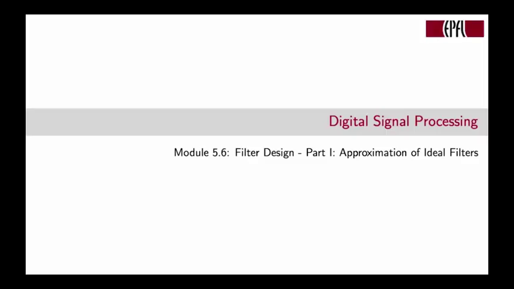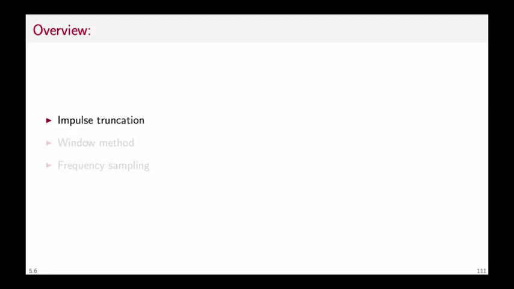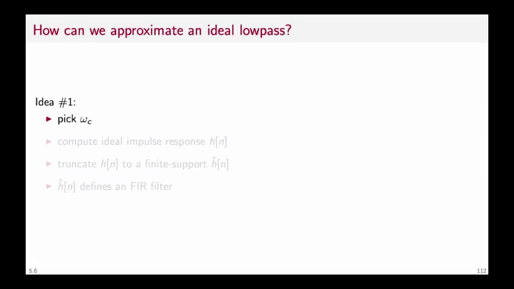This is the first part of a three-part series on filter design, and today we will talk about the approximation of ideal filters. We will see three fundamental methods to approximate the impulse response of an ideal filter: impulse truncation, the window method, and frequency sampling.